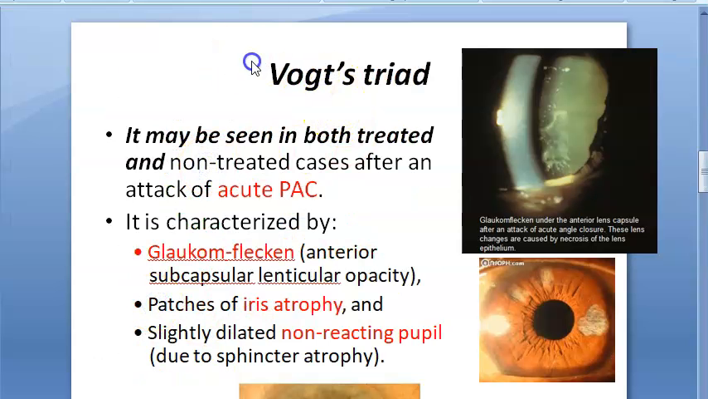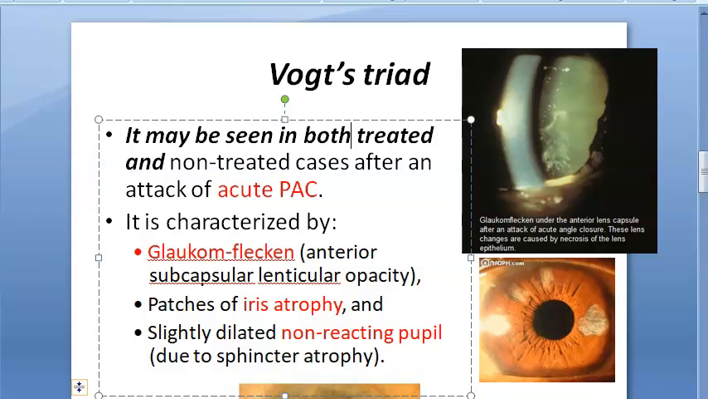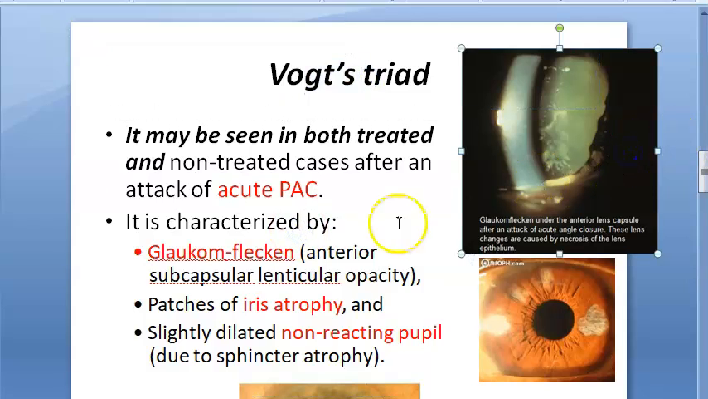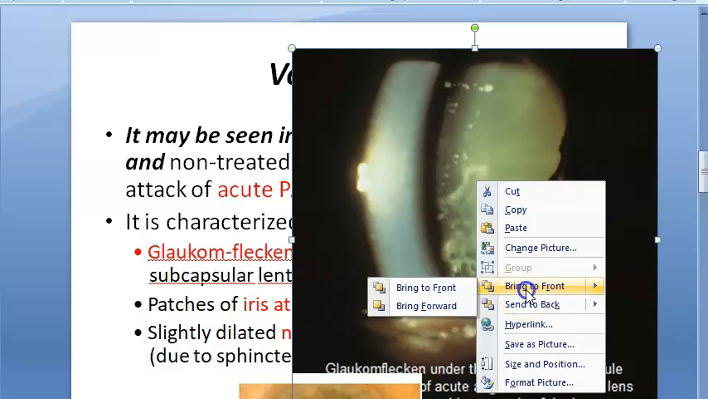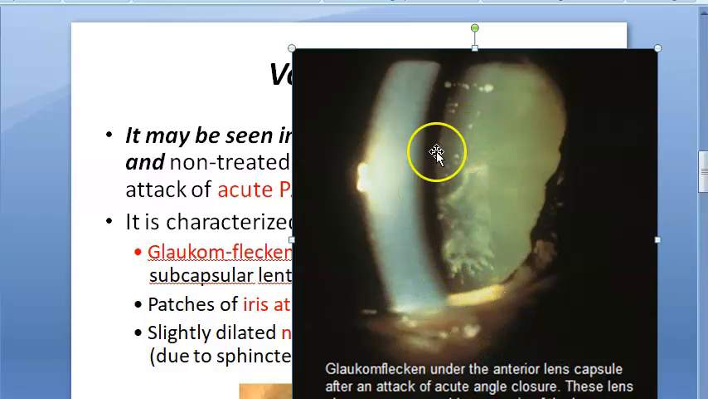Guys, you must know there's something called Vogt triad here. In people who have acute angle closure, they can go into Vogt triad. That is, they can have glaukomflecken, an anterior subcapsular lenticular opacity, behind the anterior capsule. That is called glaukomflecken.